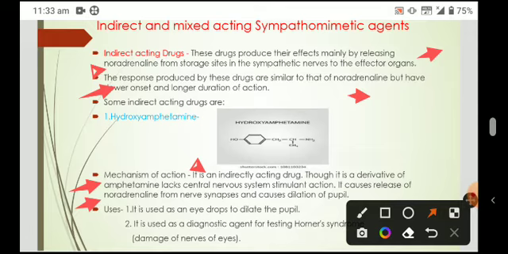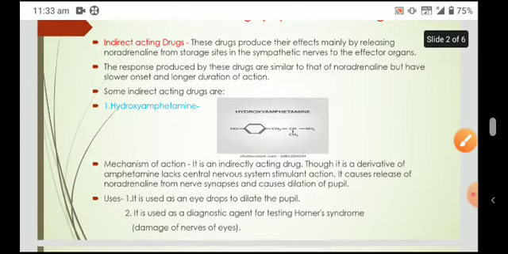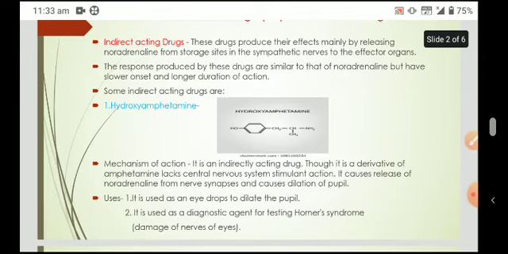Next point, regarding its uses. It is used in the form of eye drops to dilate the pupil. Second, it is used as a diagnostic agent for testing Horner's syndrome. Horner's syndrome is damage to the nerves of the eyes.